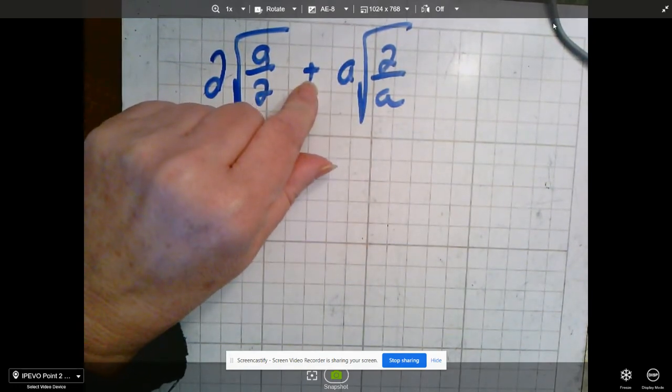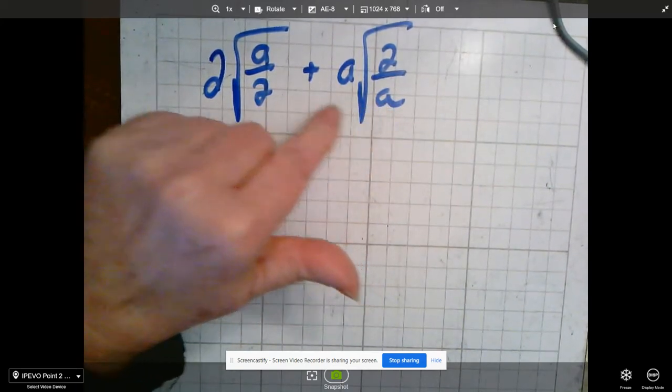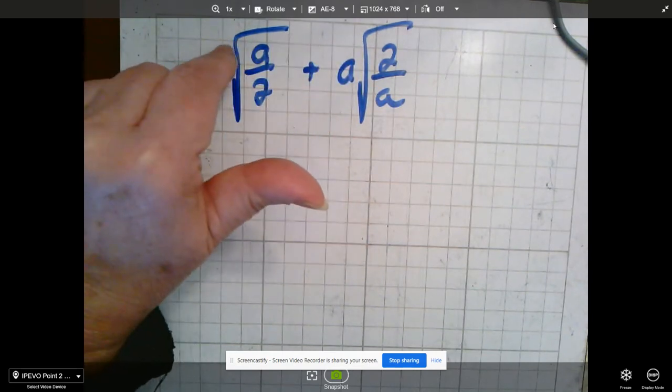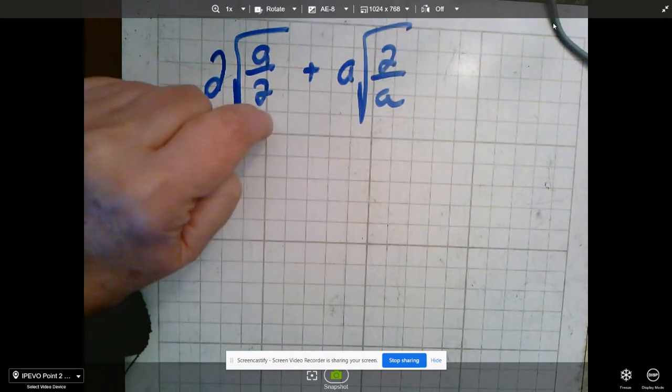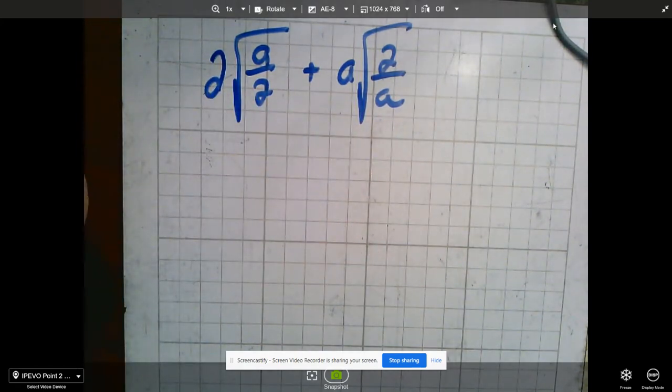So the only way that I can add these is if they both have the same radicand, so what's underneath the radical is exactly the same, and they both have the same index. Well, they do both have the same index because they have square roots, but they do not have the same radicand. So I can't add them as they are now.